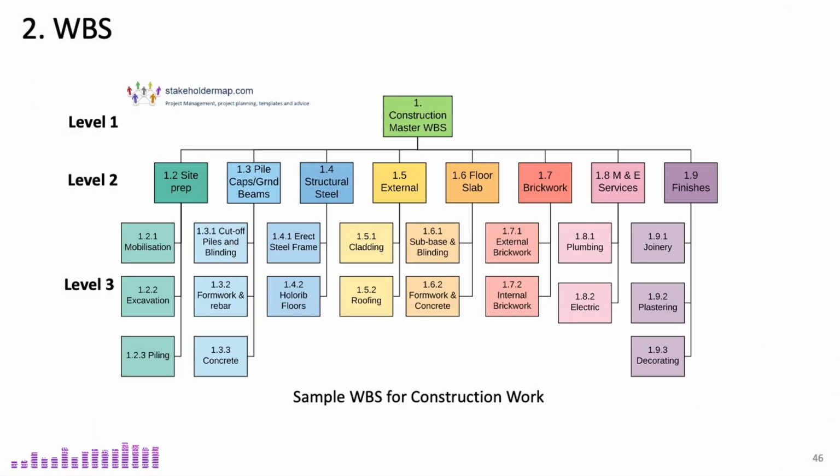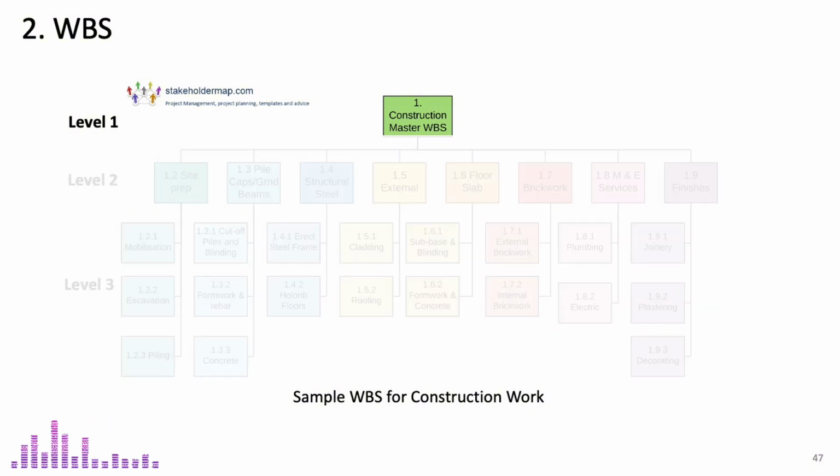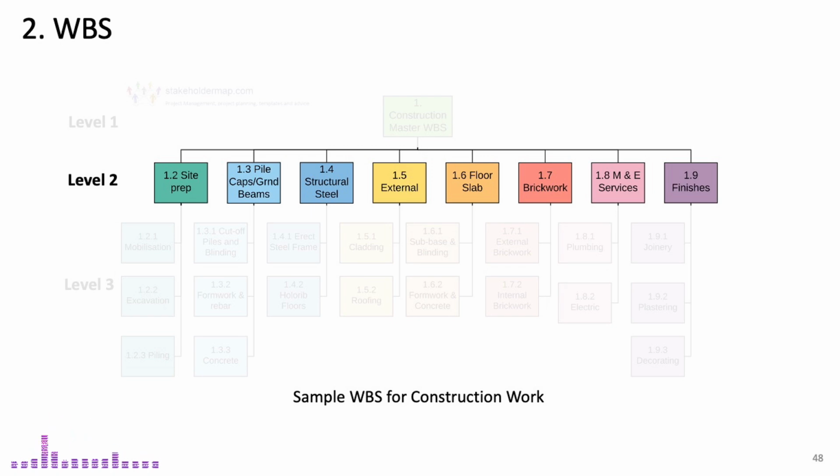This is an example of a work breakdown structure, or WBS, for a construction project. The WBS is organized into 3 tiers, with each level providing more detail about the work involved. At the top, we have the parent level, which represents the entire project scope, everything that needs to be done. The next level breaks the project into major phases, such as site preparation, foundation work, and structural work.